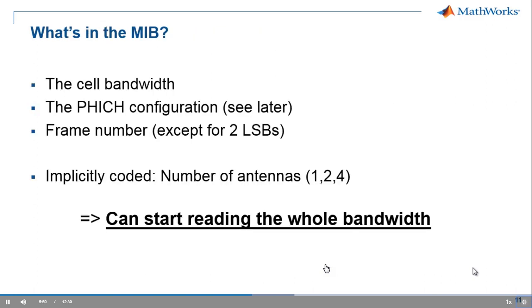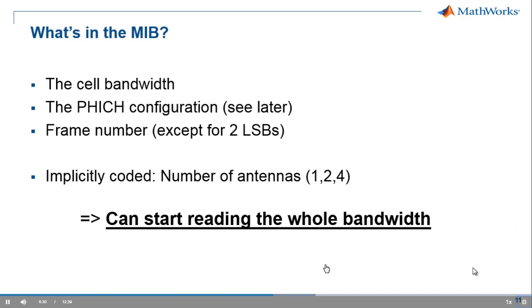So what is in the MIB? Exactly what we need to know to continue deciphering the grid. The cell bandwidth, the PHICH configuration, which we will talk about later, and the frame number, except for the last 2 LSBs, which you can derive by recognizing which part of the MIB you are reading, first, second, third, or fourth part. Also, the information is scrambled with a sequence that indicates how many antennas are used in that cell.